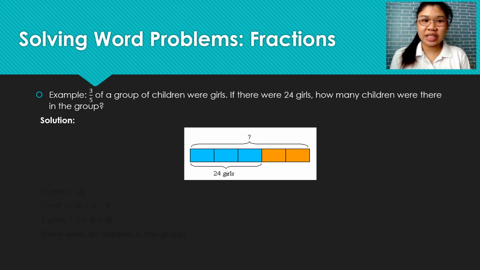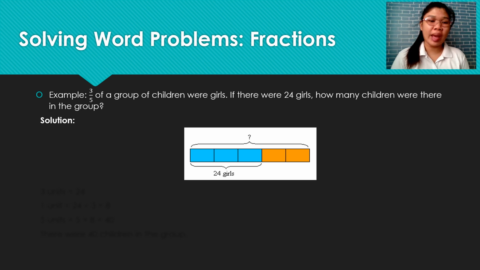So here we have an example for solving word problems involving fractions. The example goes like this: 3/5 or 3 over 5 of a group of children were girls. As you can see in our picture, as a tip, if the illustration is not provided, it is highly recommended to construct your own drawing of the problem because it really helps you a lot.